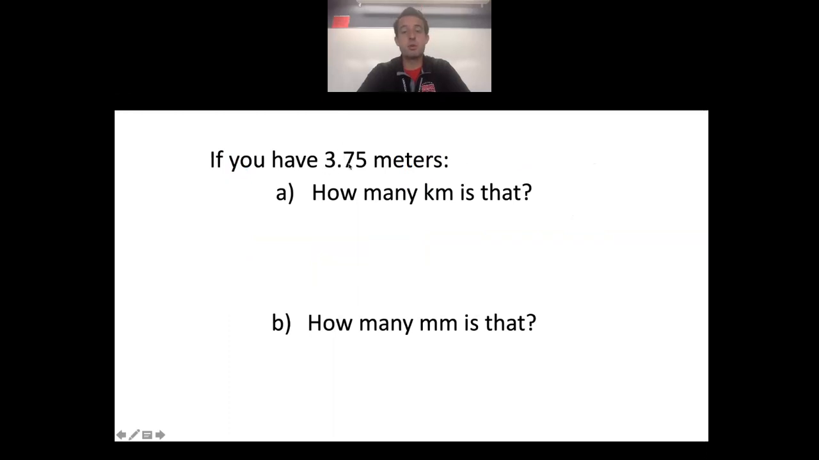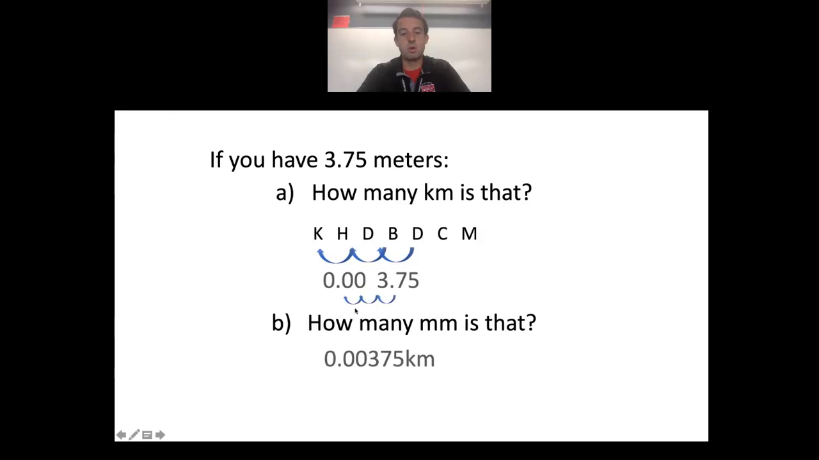So let's say you have 3.75 meters. You might be wondering, how many kilometers is that? Well, we know that to get from meters, our base, to kilometers, we're going to have to move over 3 times. 1, 2, 3. So if we take our number 3.75 and we move it 1, 2, 3 times over, that will turn into the number 0.00375 kilometers, which makes sense. 3 meters is a really, really small amount compared to almost a mile, right? So we would think that it would be a really small fraction of a kilometer.